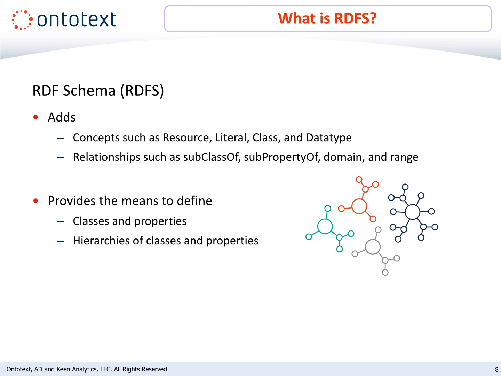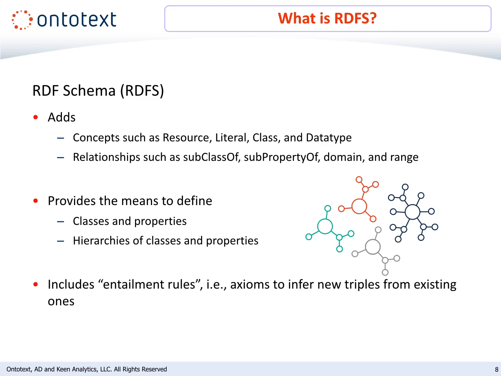RDFS provides a means for defining the classes, properties, and relationships in an RDF model, and organizing these concepts and relationships into hierarchies. RDFS specifies entailment rules or axioms for the concepts and relationships. These rules can be used to infer new triples, as we show on the next slide.